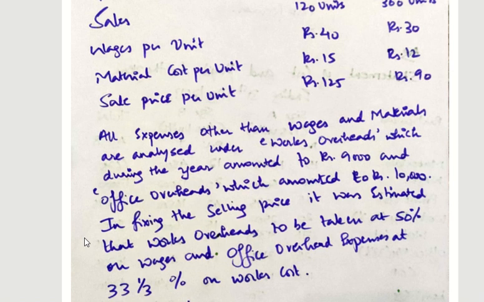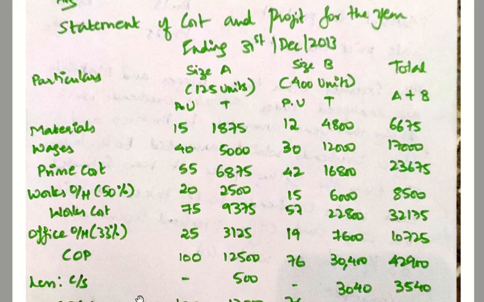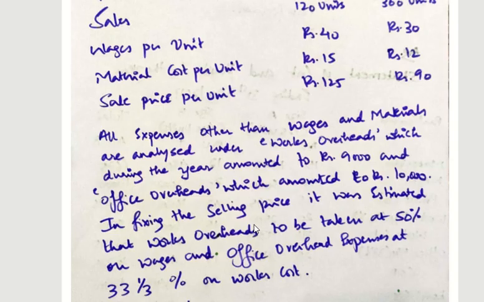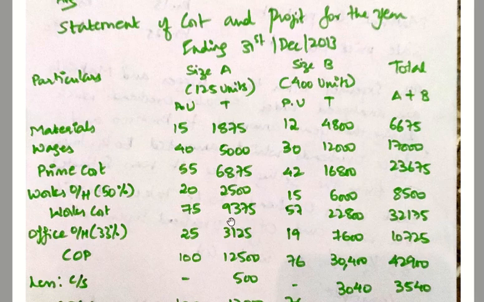Now office overheads. Office overheads they have told is at 33 1/3%. So 33% on works cost, which is 9,375, you get 3,125. 3,125 divided by 125 units is 25 rupees per unit. And 33% on 22,800 works cost, which is 7,600, divided by 400 units, is 19 rupees per unit.